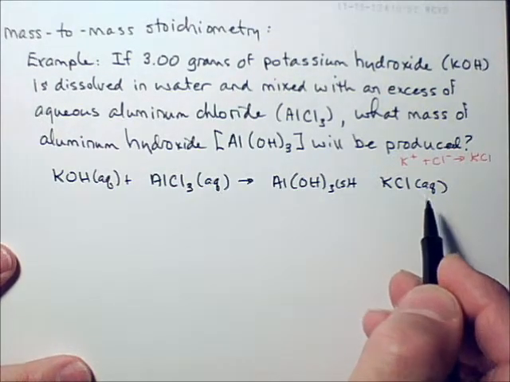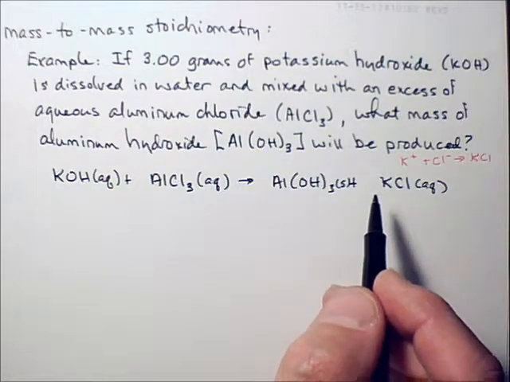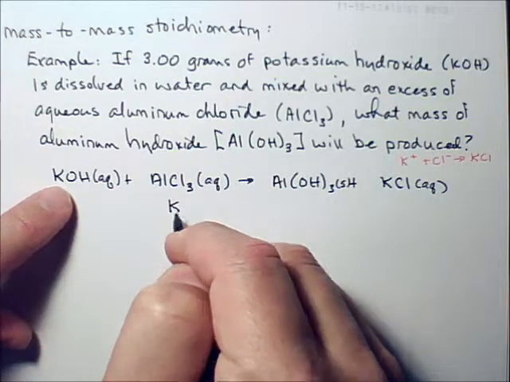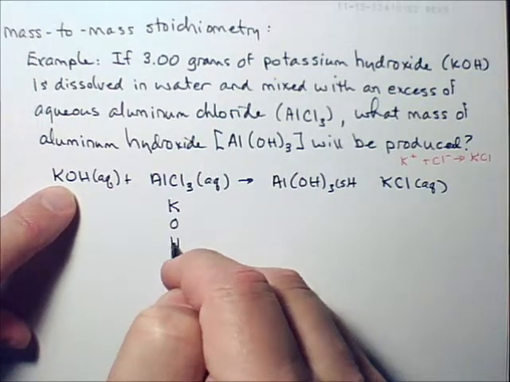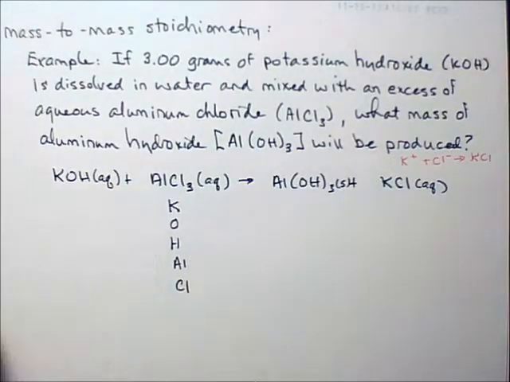So now we're ready to balance the overall equation. We've got all our formulas balanced. Okay, we're ready to balance the equation. So we'll make a list of all our elements. We've got potassium, oxygen, hydrogen, aluminum, and chlorine.